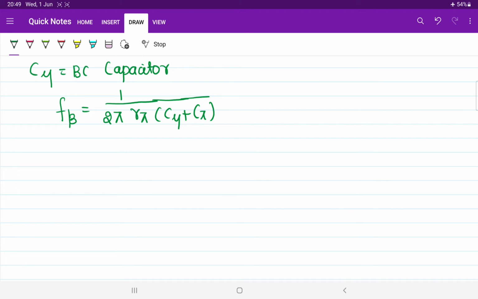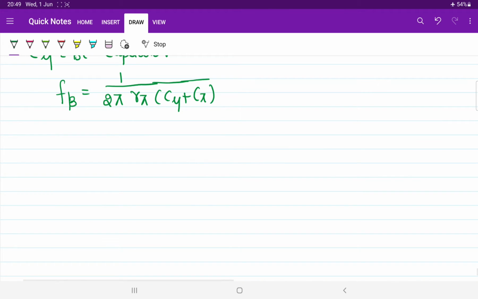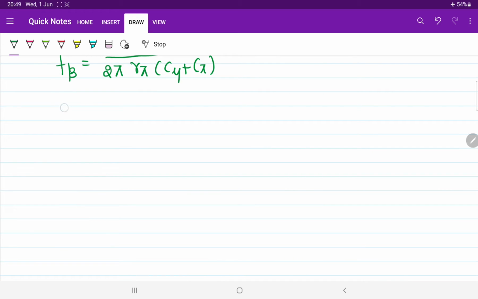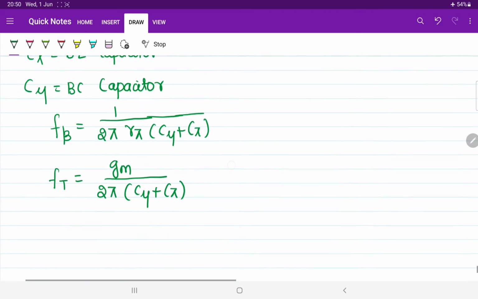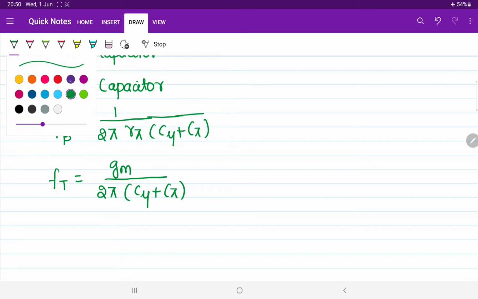Do you remember all those relations? Yes. So anyway, everything will be given in the question. Don't worry, you can directly calculate. So this is beta cutoff frequency. In the same way, there will be one more frequency, that is called unity gain bandwidth or unity gain cutoff frequency, that is called Ft. That can be defined as Gm upon 2 pi into, in bracket, C mu plus C pi. That's all.